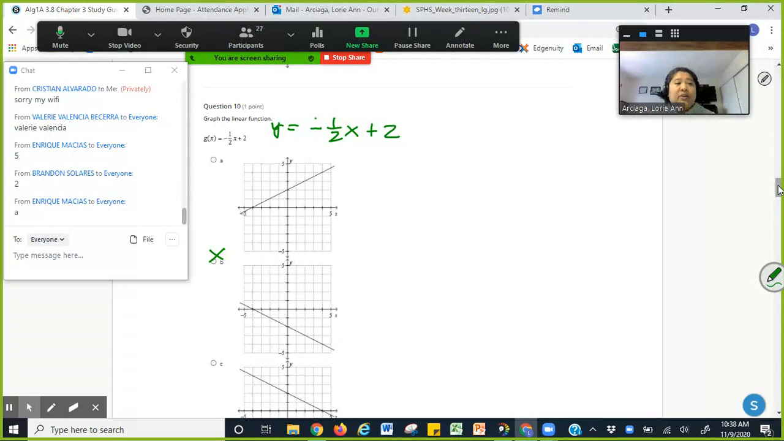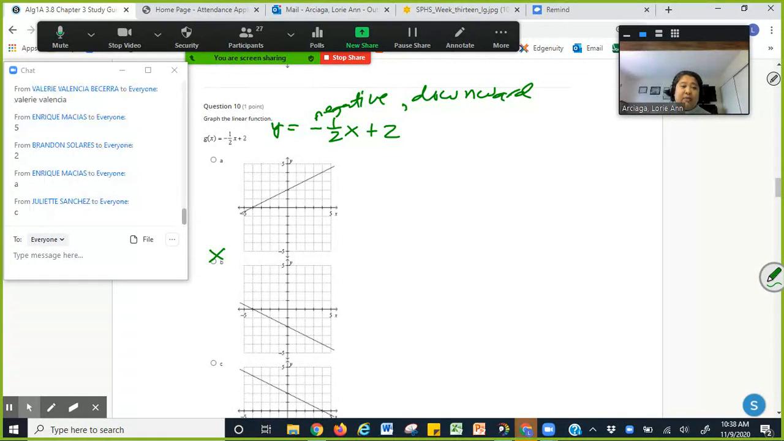A, according to Enrique. Enrique, look here. If this is negative, then your graph has to be going downward. So don't pick A because your graph is going up. Yes, very good, Juliet. So this is going up, this is going down. Okay? So the correct answer has to be letter C.